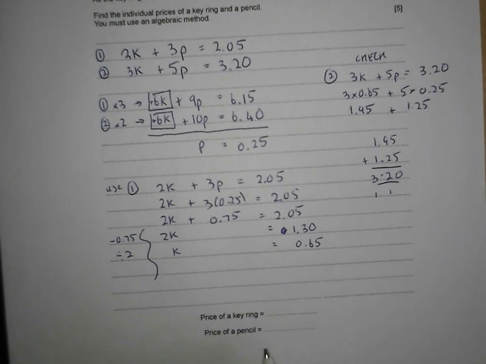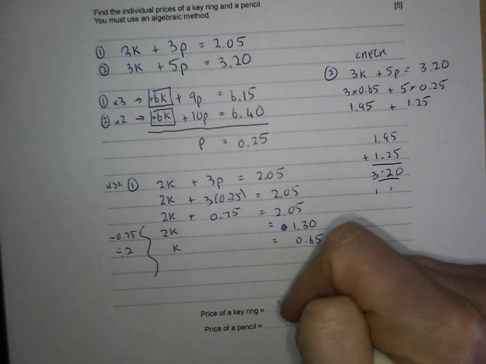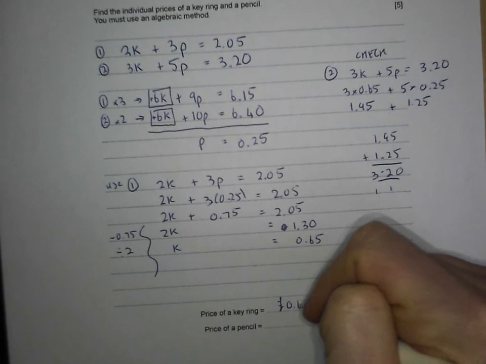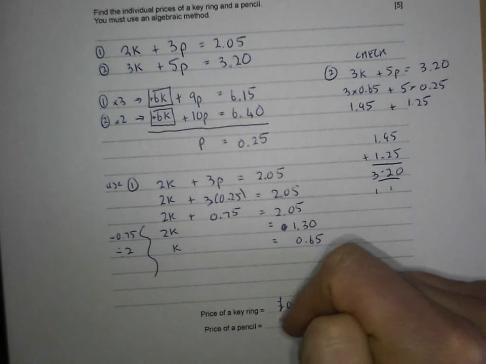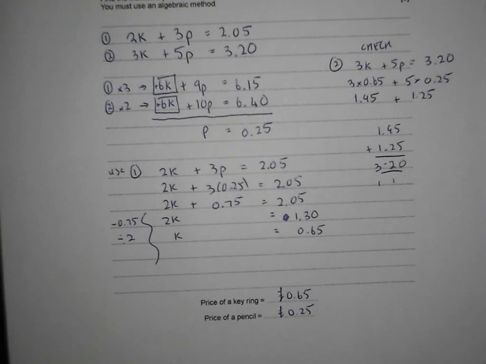So price of a keyring, where was it? 65p. Price of a pencil, 25p. And there's our first taste of simultaneous equations.